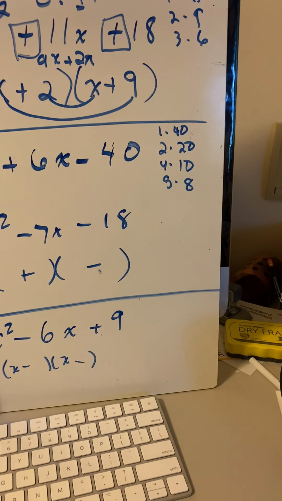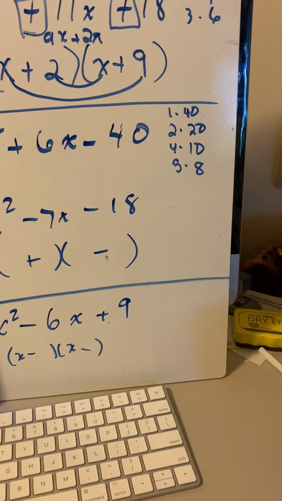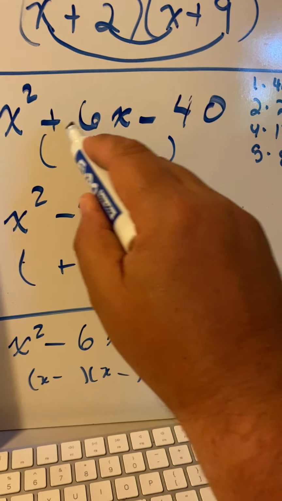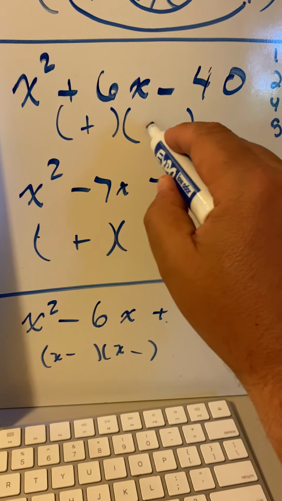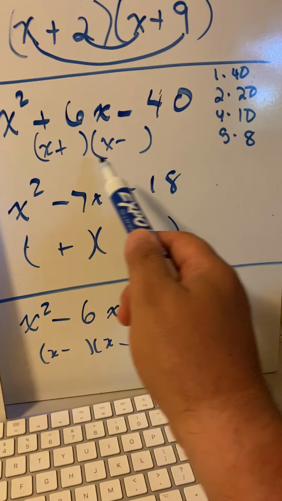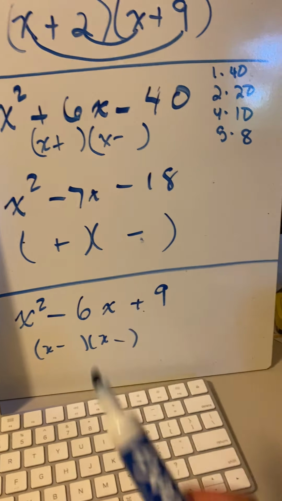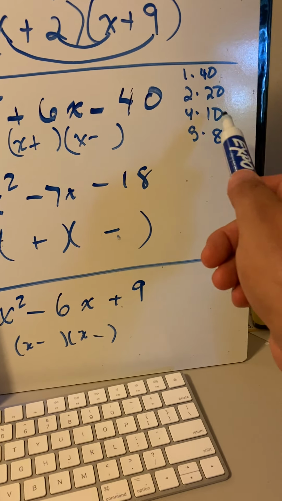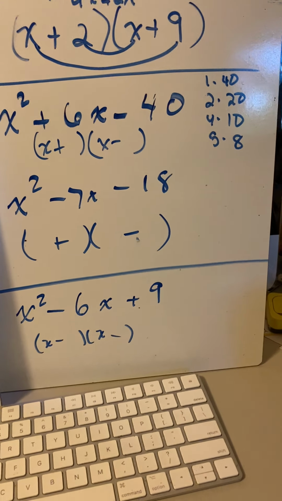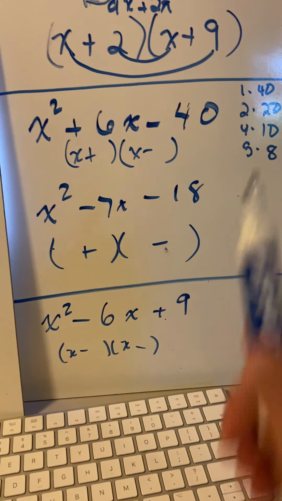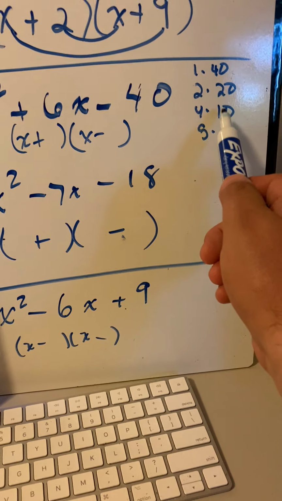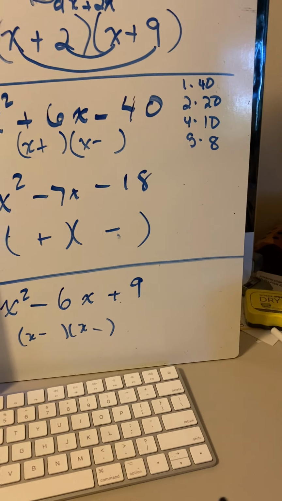1 and 40, 2 and 20, 4 and 10, and 5 and 8. Now, because it is plus minus, I know that my binomials will be x plus, x minus. It's going to be subtraction because one's positive, one's negative. So I've got to figure out which ones I subtract and it makes 6. 5 minus 8, 8 minus 5 will never be a 6. 20 minus 2 and 2 minus 20 will be either positive or negative 18. Positive or negative 39. The only one is a positive or negative 10 minus 4, 4 minus 10.